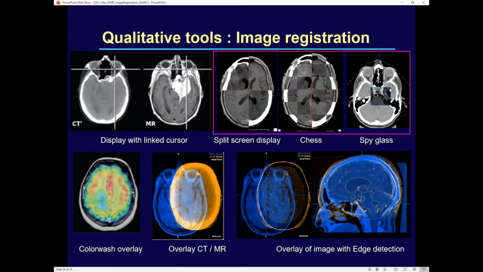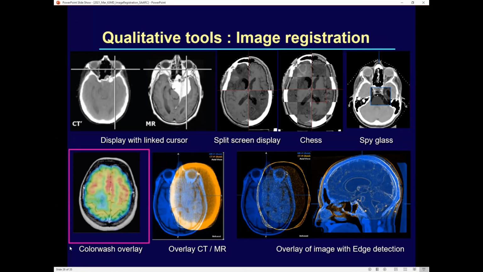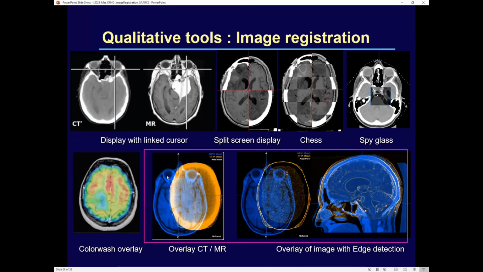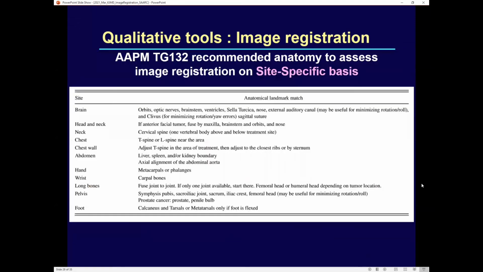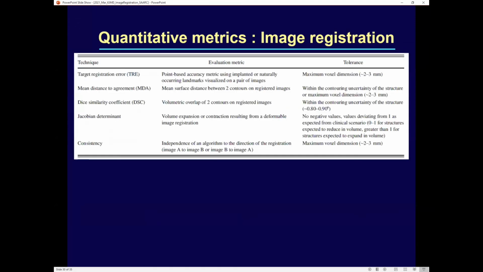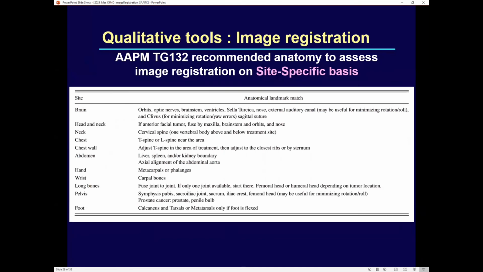Spyglass works pretty well to see a match between reference and field during image guidance and so on. The other one is a color wash overlay, to see CT or MRI, how they are overlaid with each other to see whether there's a good match, especially the outer border of the segmentations. Edge detection. Along with these, the qualitative tools have been categorized in AAPM 131, site-specific, listing in detail what kind of tools are relatively good for what kind of sites.